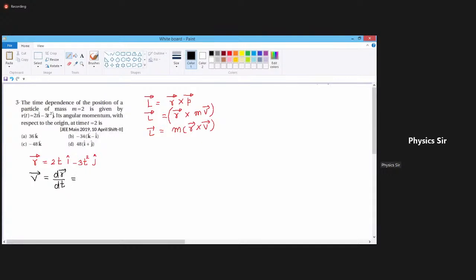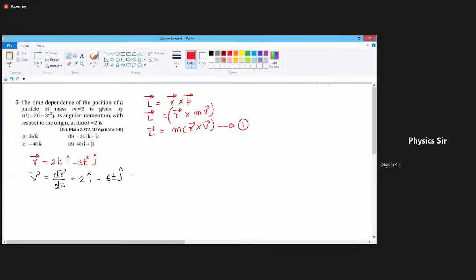So what is the derivative of this with respect to time? The derivative of 2t will be 2 i cap, and of 3t square will be 6t j cap. So if I'm substituting here, then this vector L will be m, which is 2. Or I can do it this way. Let me first calculate vector r cross vector v, and then I can substitute in this equation number 1.